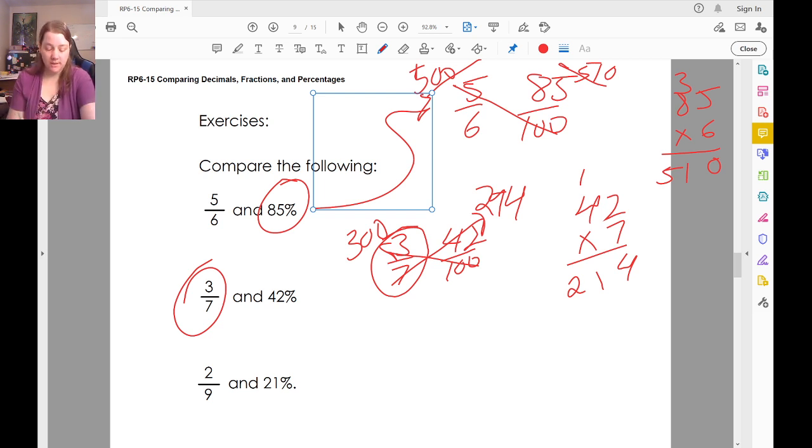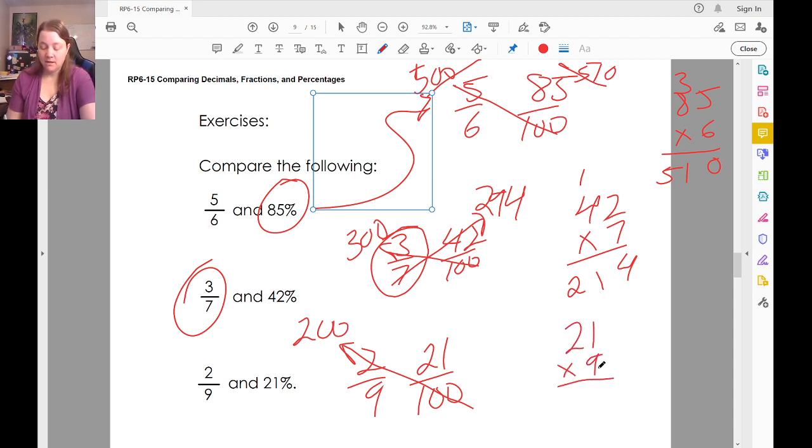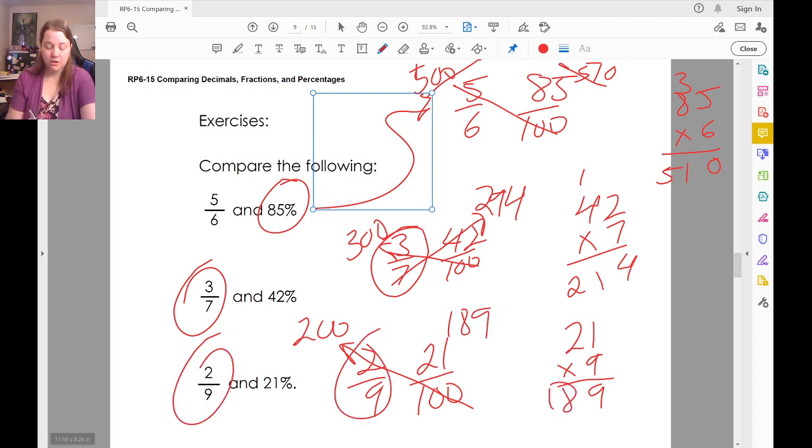For the last one, we have 2/9 and 21%, or 21 over 100. 100 times 2 is 200. 9 times 21, 9 times 1 is 9, 9 times 2 is 18, is 189, which means that 2/9 is the bigger of the two.